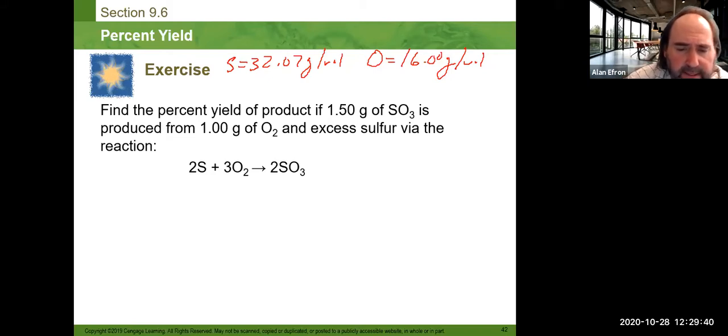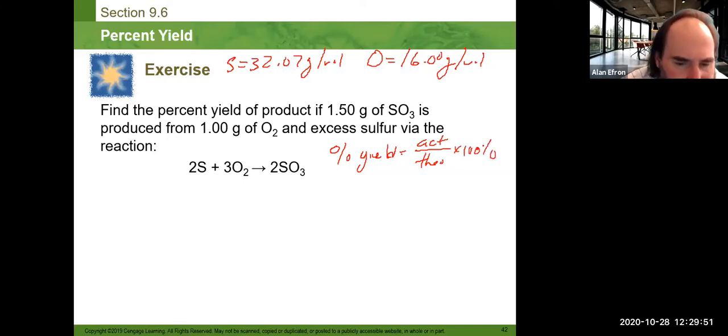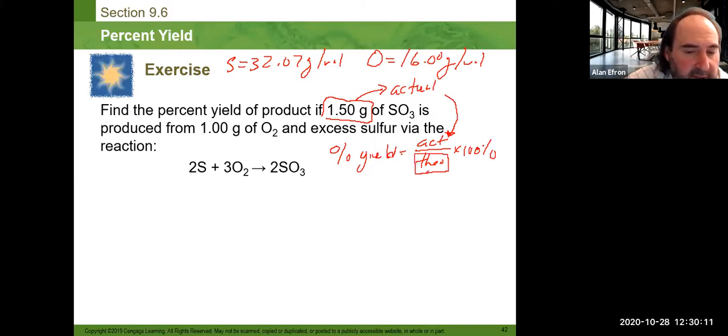So we're definitely dealing with our percent yield equation here. We want to make sure we have the actual over theoretical times 100%. In this particular problem, it tells us that we did produce 1.5 grams of SO3. That is our actual yield. It's a product. So again, like I said, usually in textbook problems, that is given to you. We do not have our theoretical yield, so we do need to do a calculation to do that.